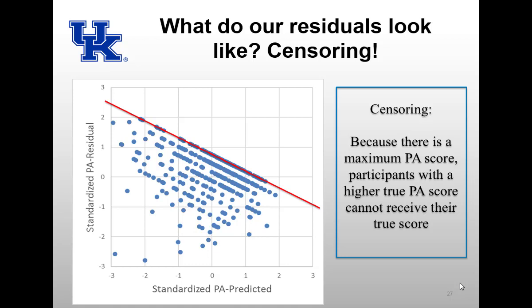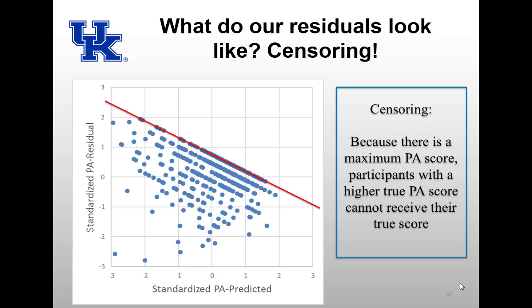So if you think about what if it were possible to get higher than the maximum, if you have a high predicted score and you got the maximum score, well, there's a very small residual. But if you were able to get a much higher score, then the residuals could be large and positive. So again, if your predicted score is high and your true score on PA is very high, then you'll have a large residual. But if you're not capable of getting that very high PA score, you're only capable of getting the maximum PA score, it means that those residuals are smaller the higher your predicted PA is.